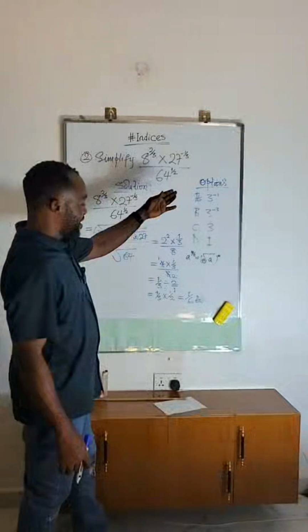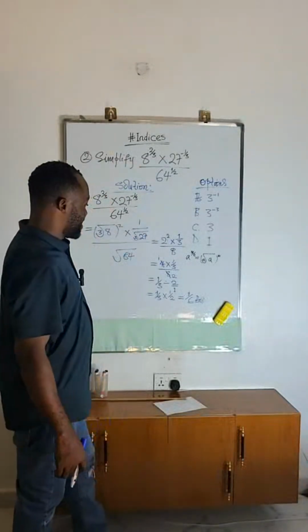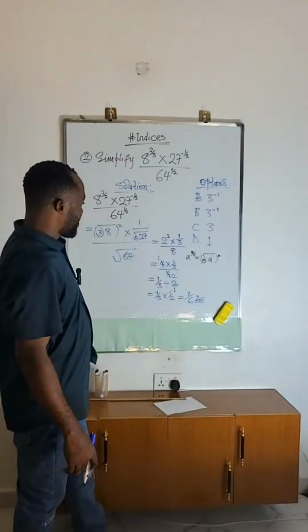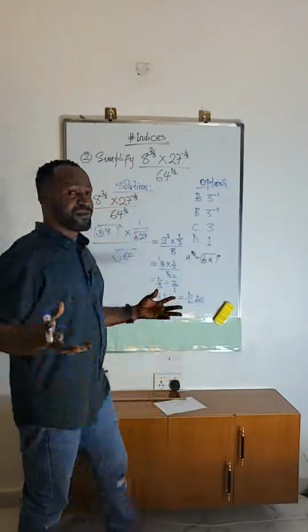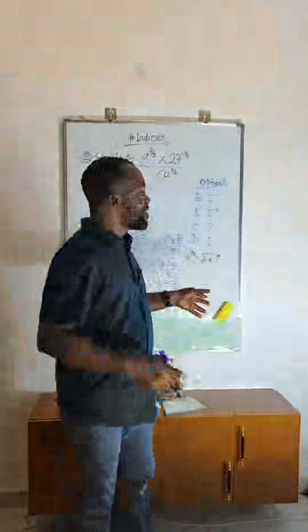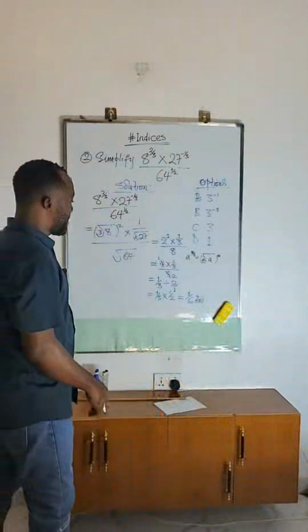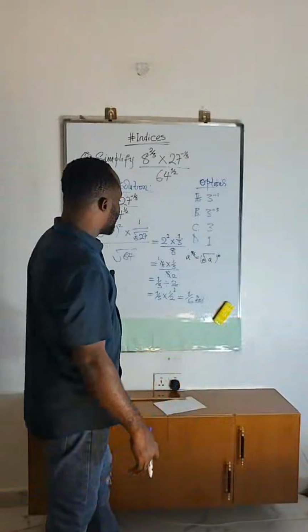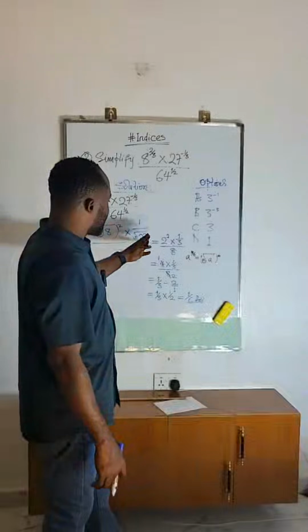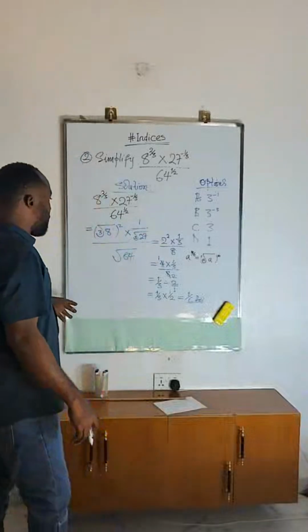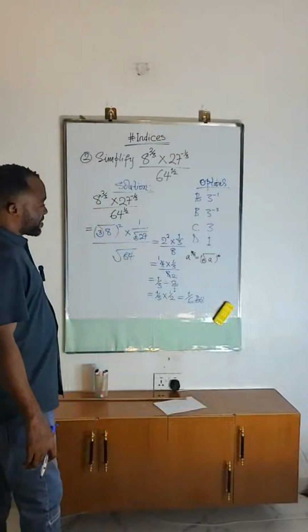And I'm not seeing any 1 over 6 right there. So maybe any of those options may not be correct, but that is the answer as far as that is concerned.